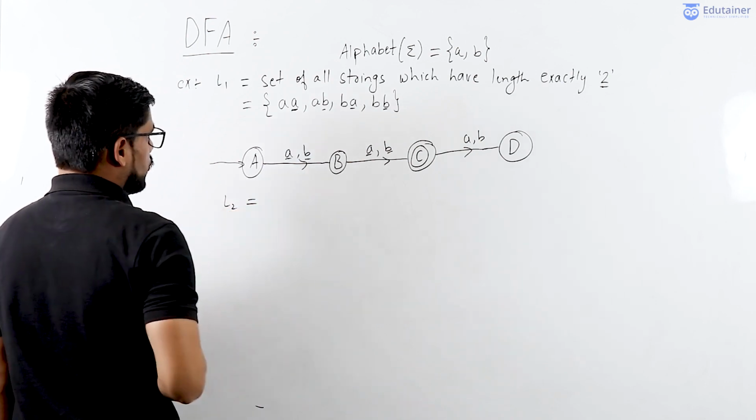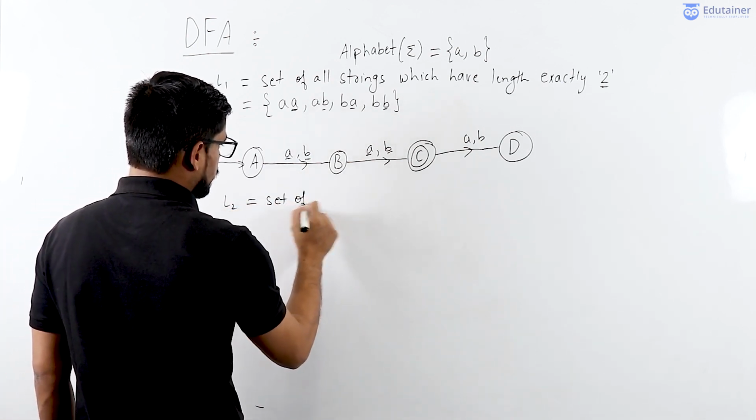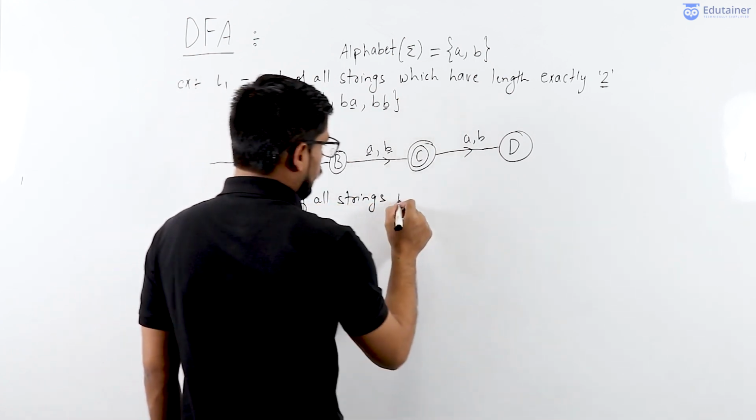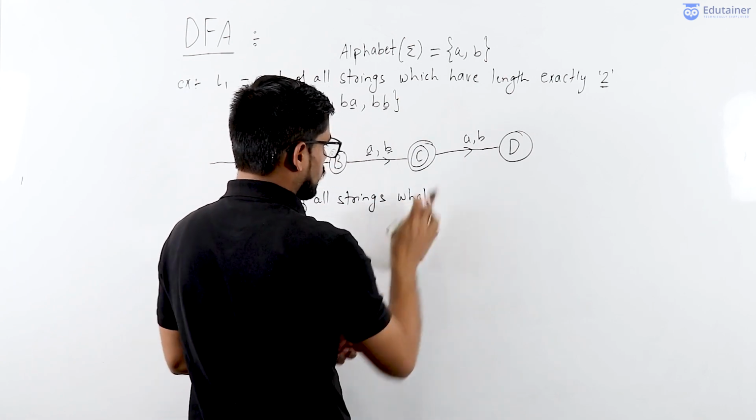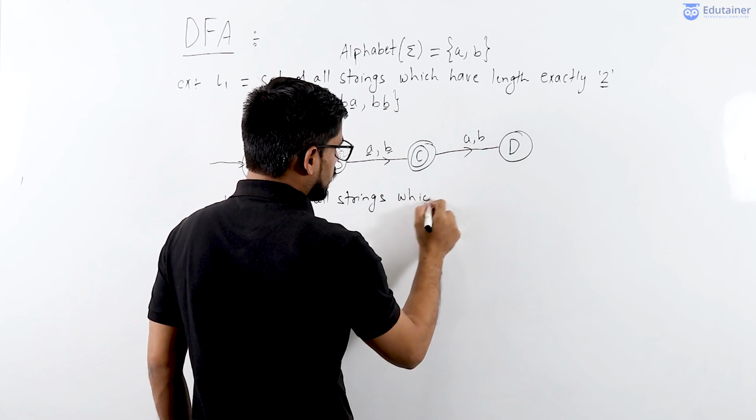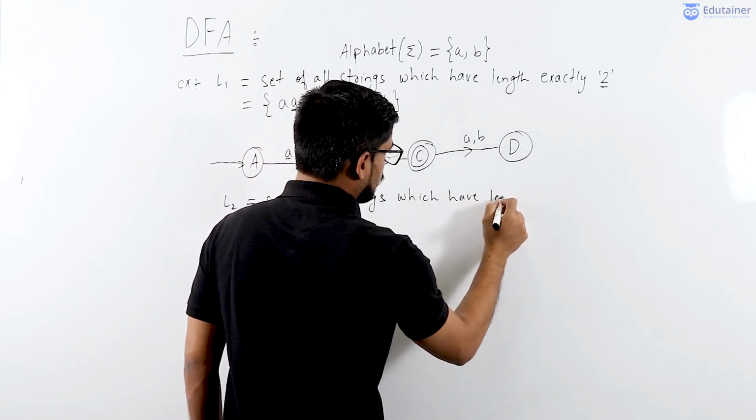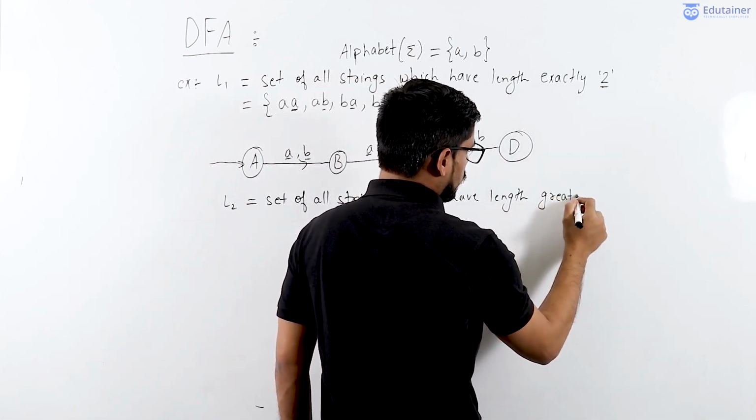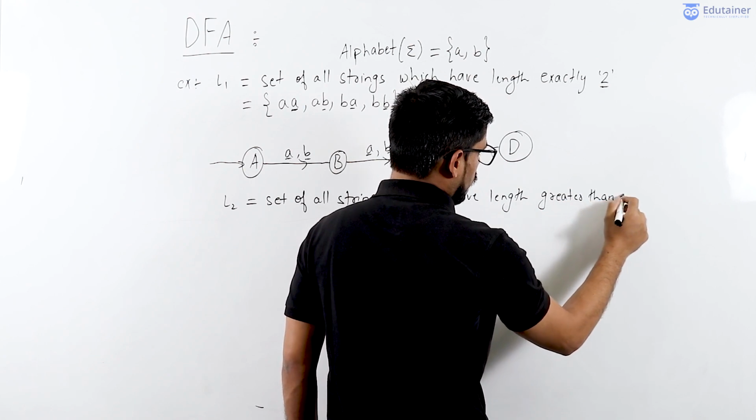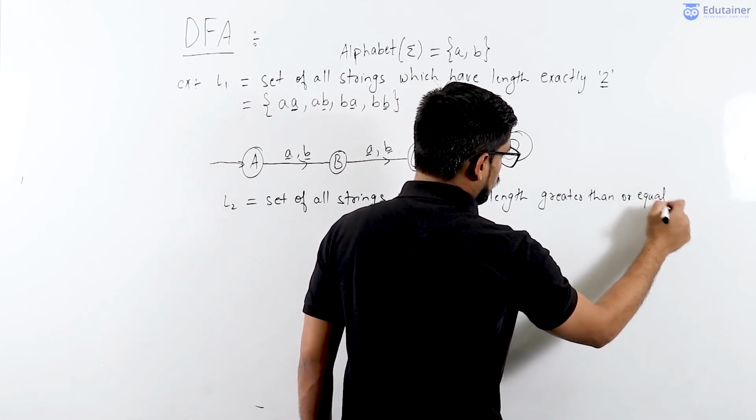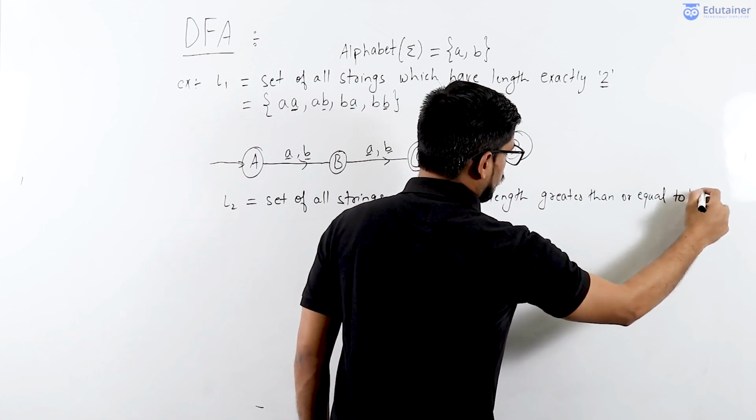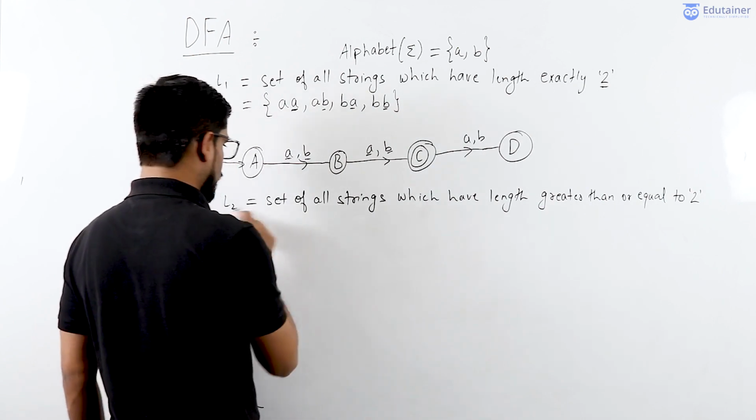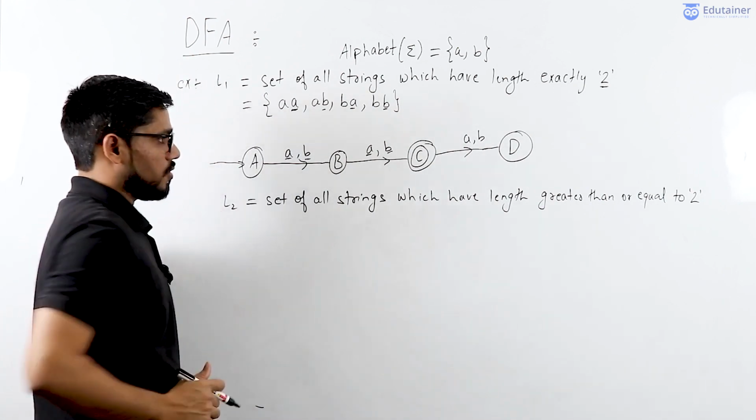Let's say language L2, which is set of all strings which have length greater than or equal to 2. Okay, so I want to form a language L2 such that the length is greater than or equal to 2.